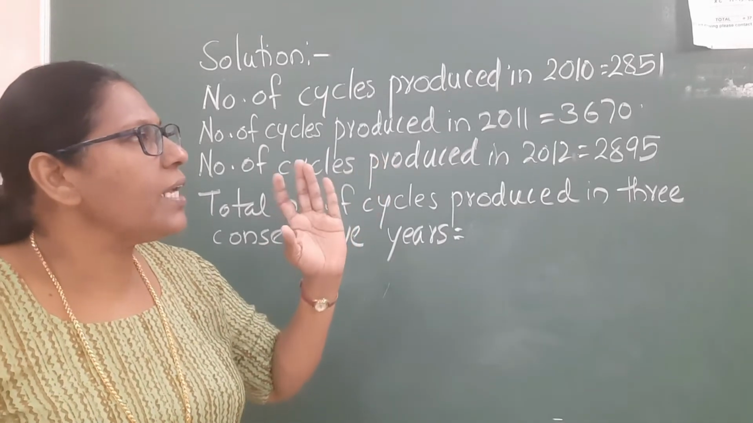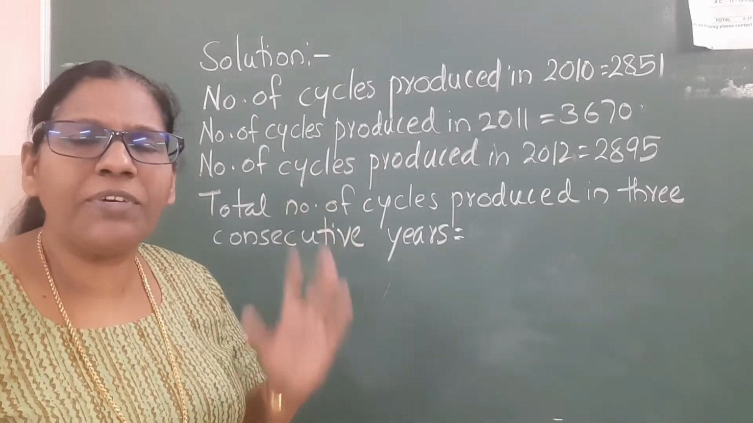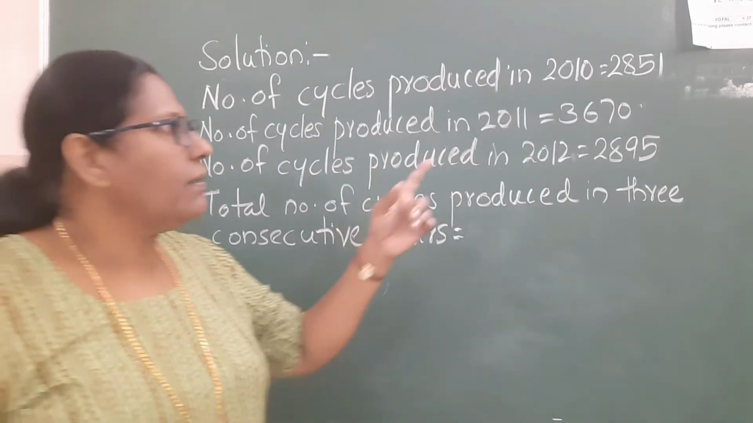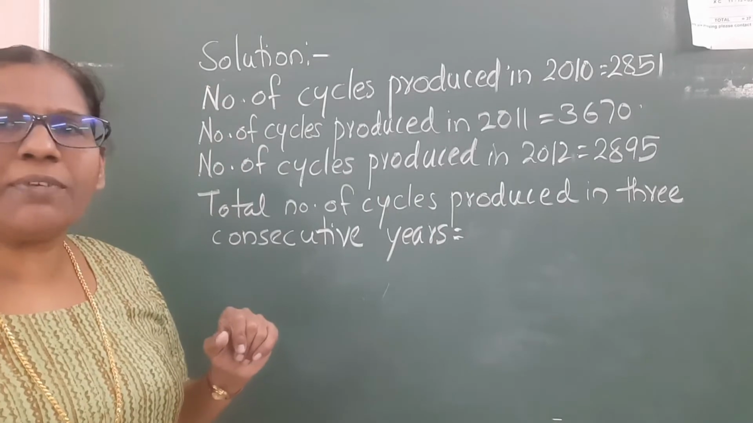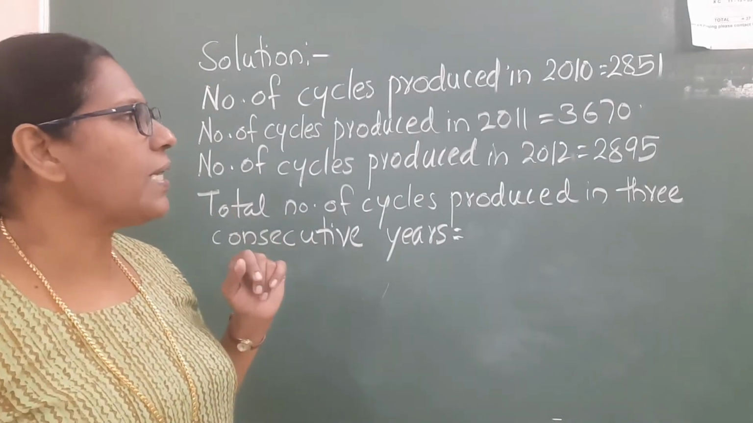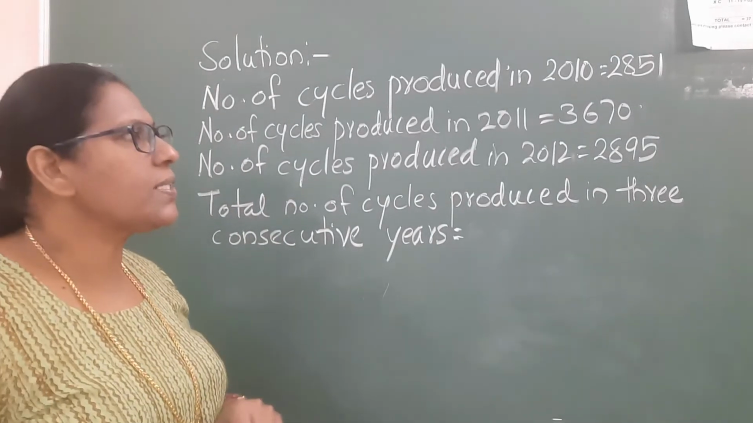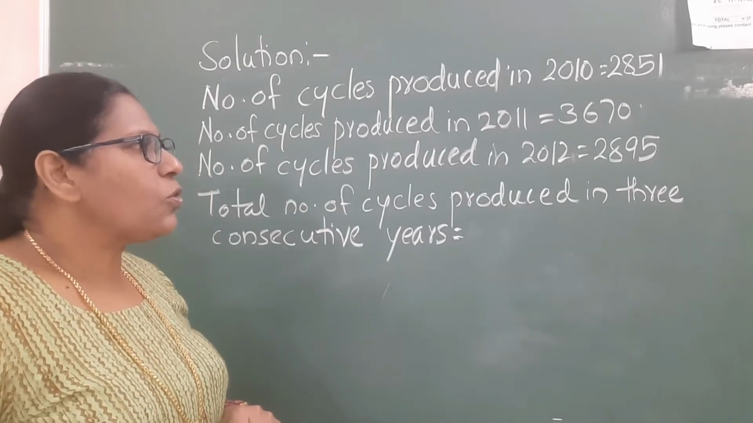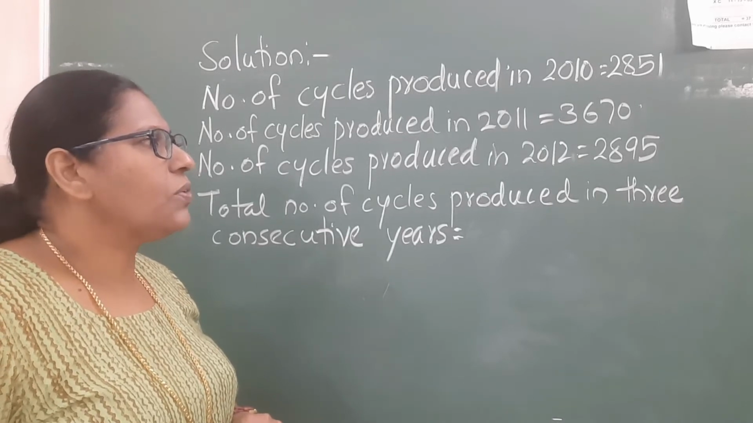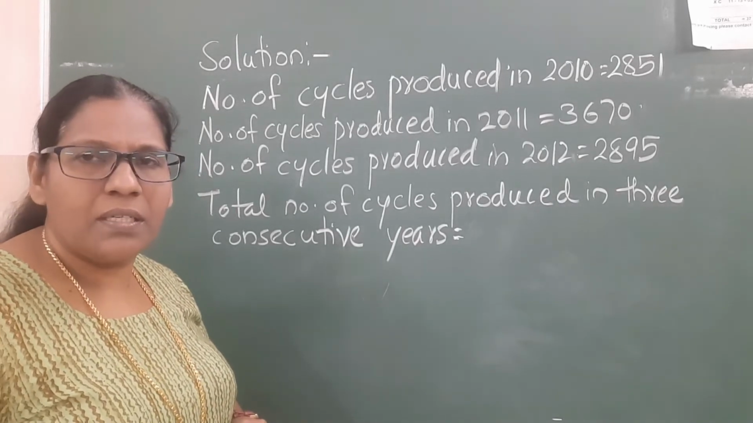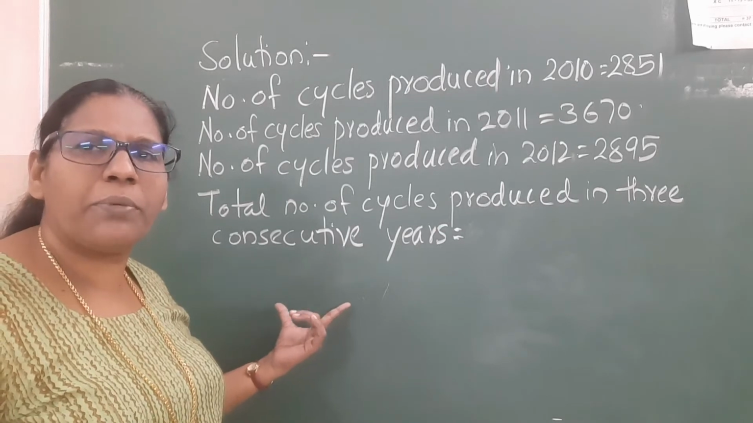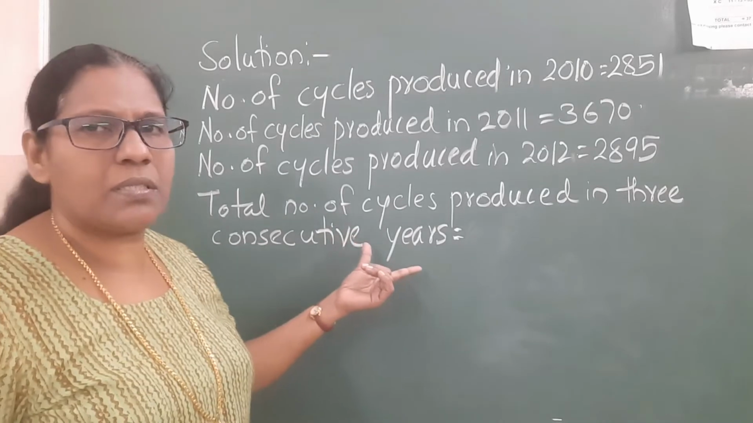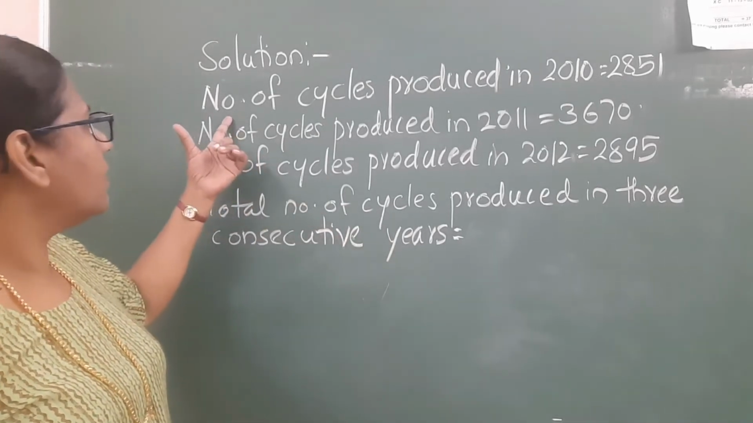In 2010, they produced 2,851 cycles. In the year 2011, they produced 3,670 cycles. Then in 2012, they produced 2,895 cycles. The question is asked to find the total number of cycles they produced in these three consecutive years. So let's write the solution.